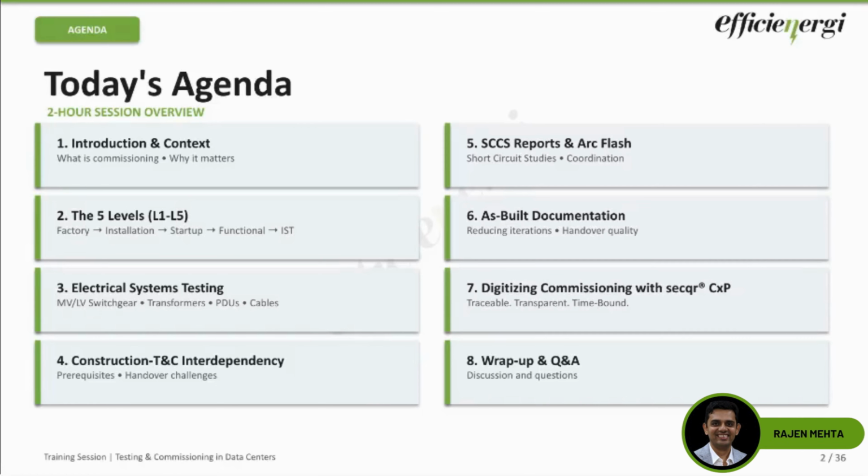Throughout the training, I'll try to highlight why manual processes create bottlenecks: tracking issues on paper and spreadsheets, chasing people for status updates. Why it becomes more challenging, and what better approaches we can have at the end. Now let's start with the fundamentals: what exactly is commissioning.